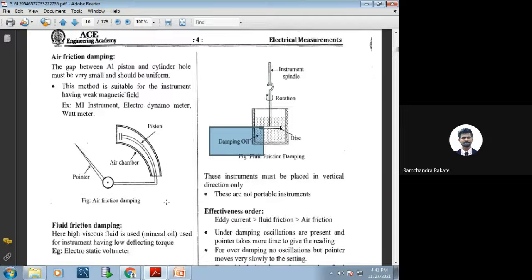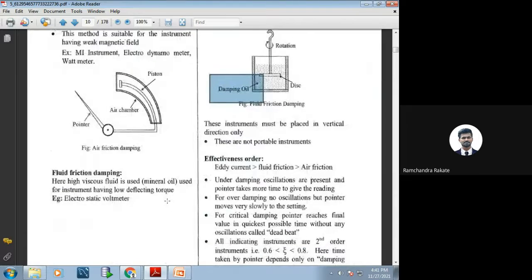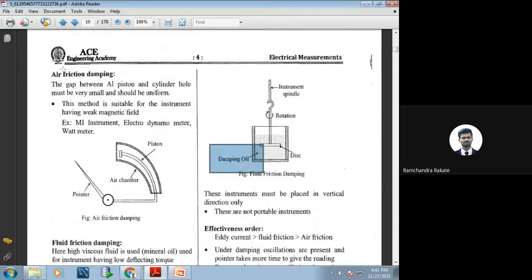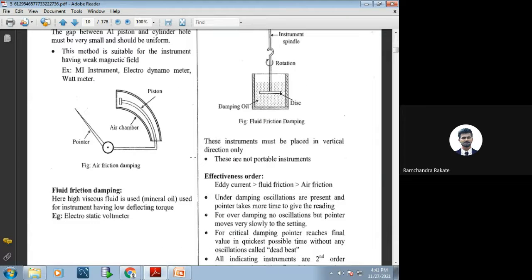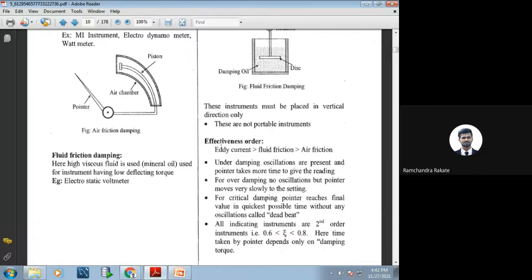So the air friction damping, eddy current damping, and fluid friction damping all have one thing in common, that is friction. Because of the friction, the velocity and acceleration will go slow, and in that way we can damp the oscillation of our pointer. That is the main thing.